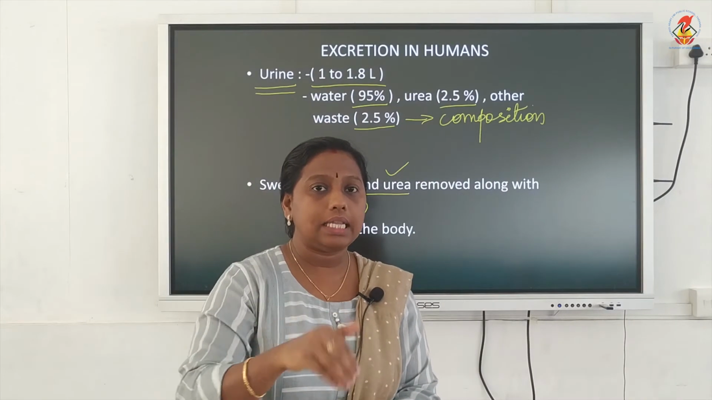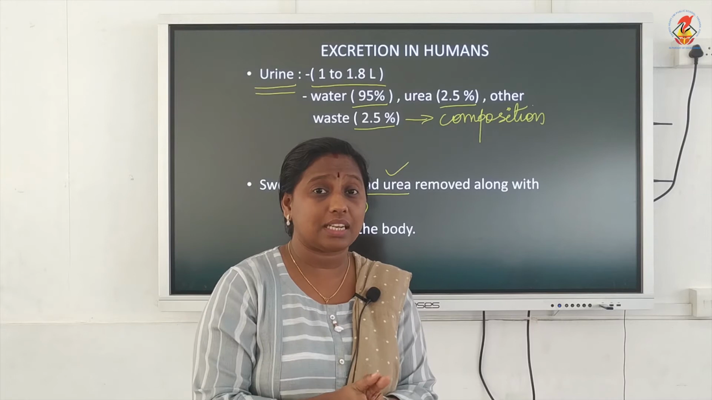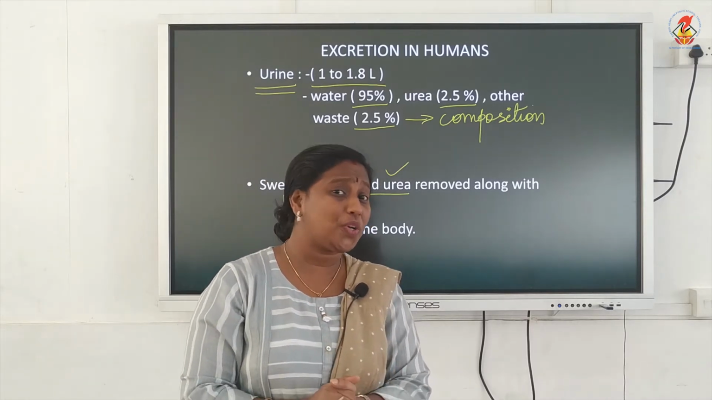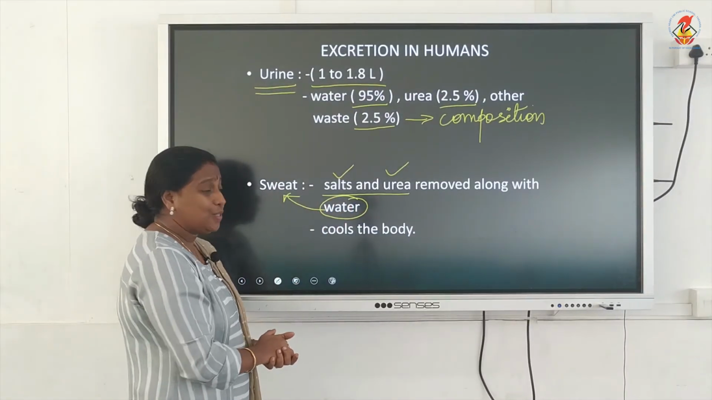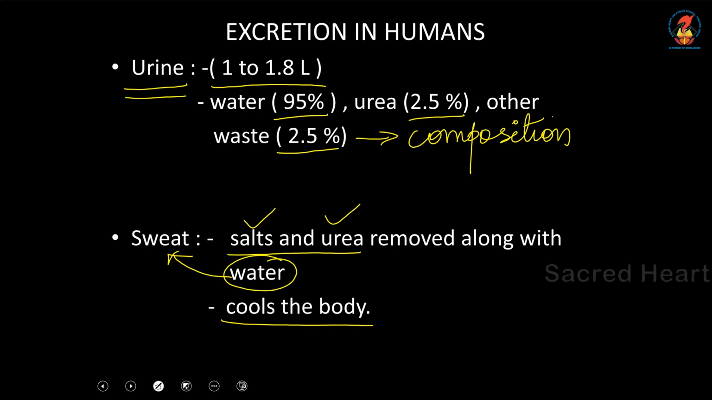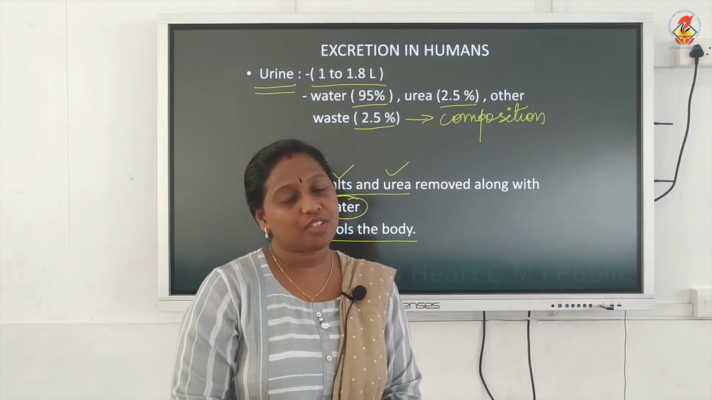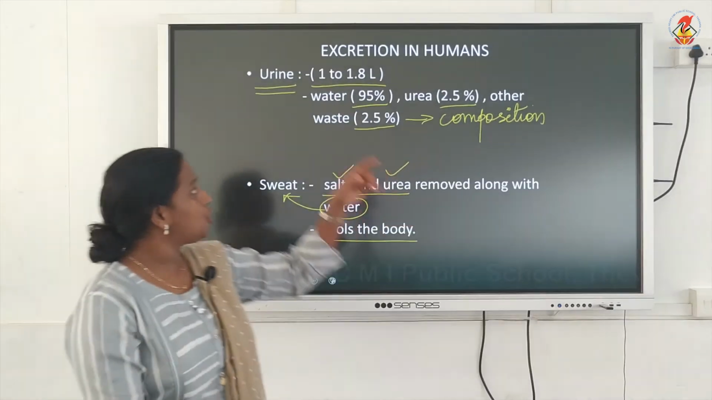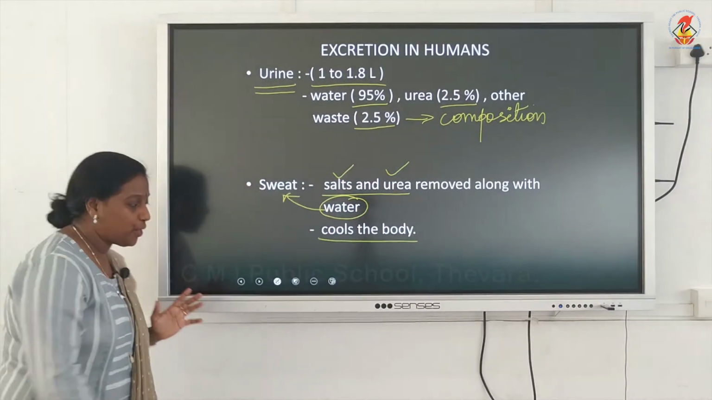Other than removal of these excretory products through the skin, sweat has one more function in our body. Sweat has a lot of water in it, isn't it? So, this water will cool our body. A cooling effect is produced in our body due to sweating. So, this is the function of sweat. Hope it is clear. So, urine and sweat both are excretory products of our body.